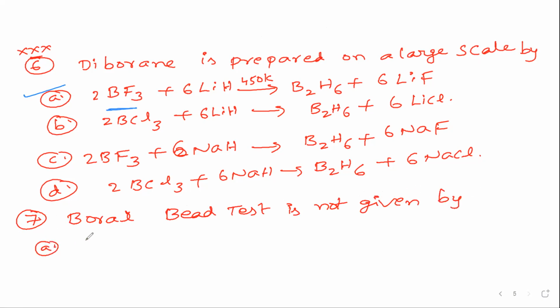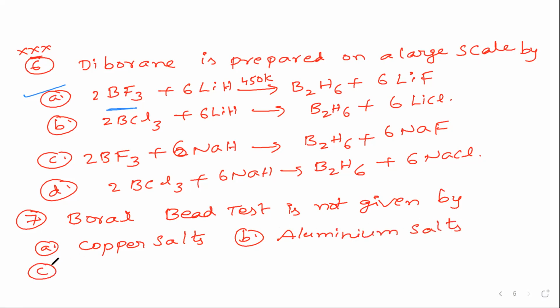Option A, copper salts. Option B, magnesium salts, sorry, it is aluminum salts. Option C, it is nickel salts. And option D, it is cobalt salts.